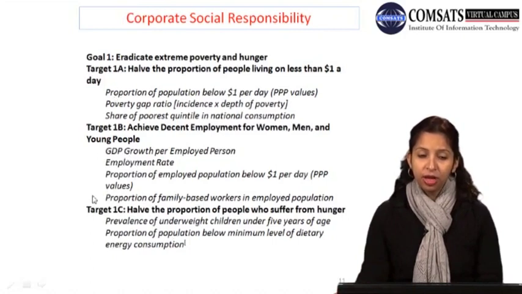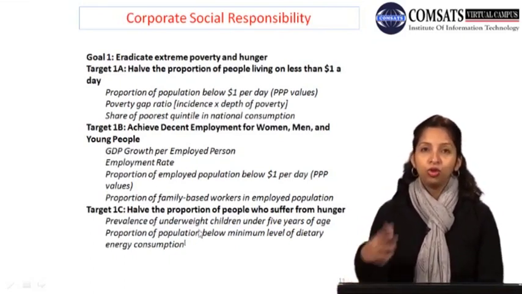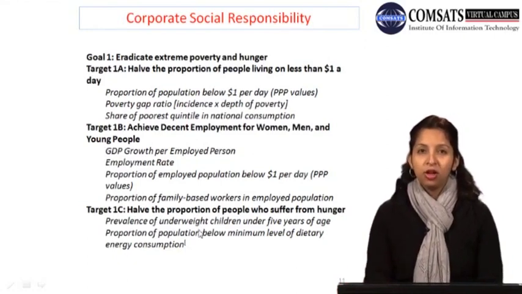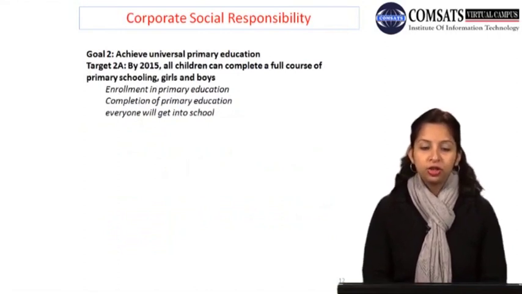So these are the three targets jo ki aapke eradication of extreme poverty and hunger mein aate hain. You need to improve the number of people who are living below less than $1 a day. You need to achieve decent employment for men, women and younger people. And you need to do something to improve the state of people who suffer from hunger. Goal two is achieving universal primary education.